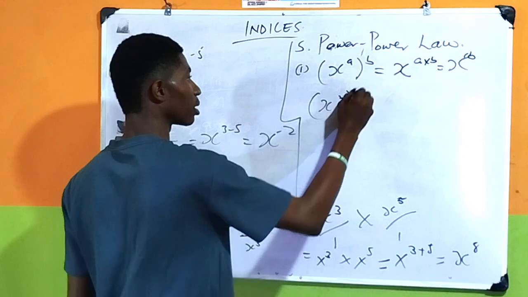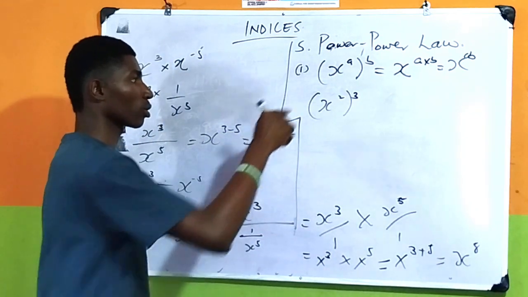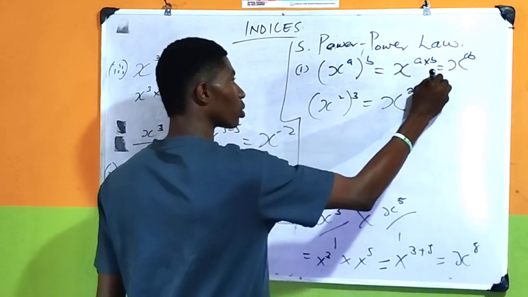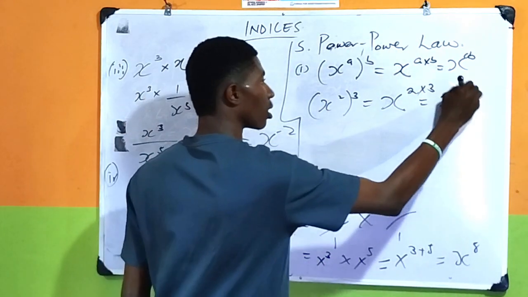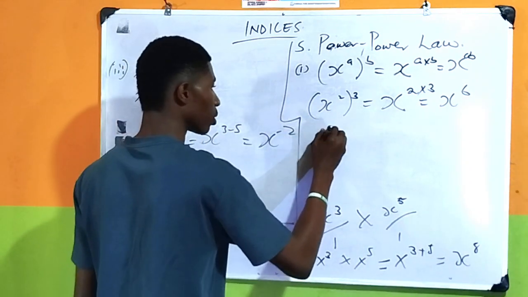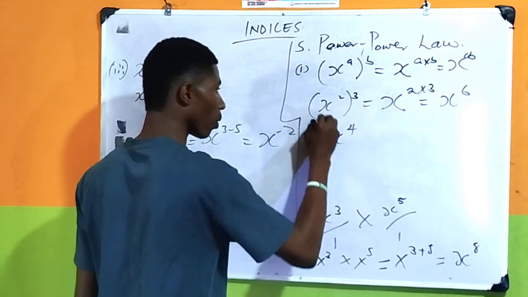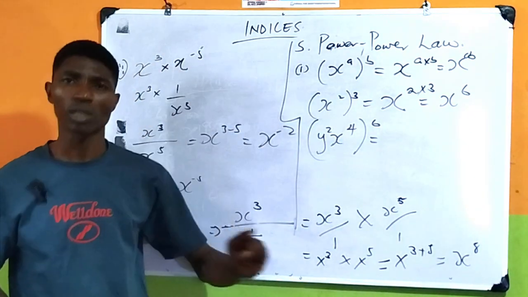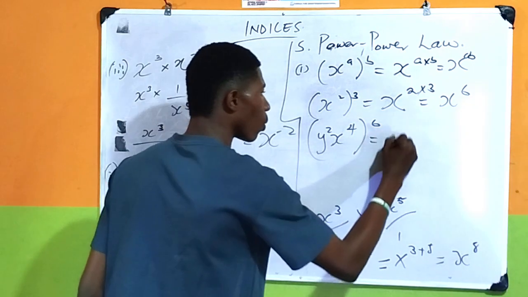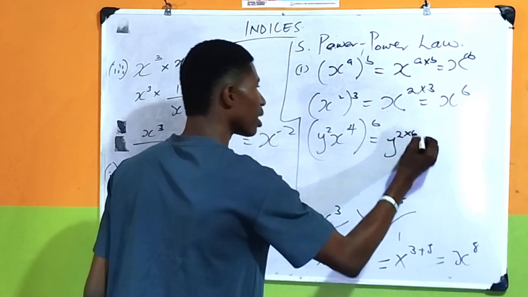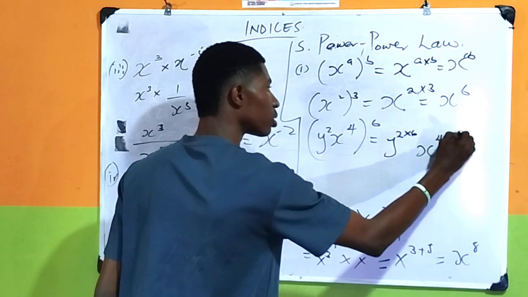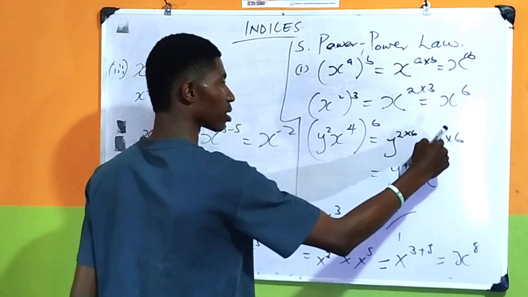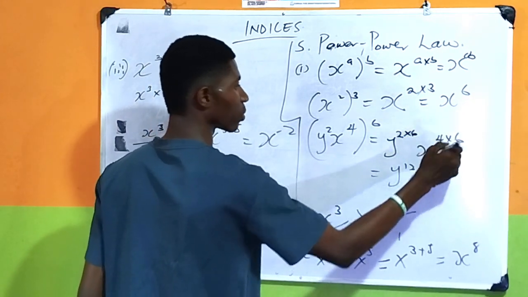I have x power 2 all cubed. This is equal to x power 2 times 3, which is equal to x power 6. If I have y squared x power 4 all power 6, this means that this 6 is multiplying each of the powers inside the bracket. So I have y power 2 times 6, x power 4 times 6. Y 2 times 6 is 12. Then multiplying x, 4 times 6 is 24.